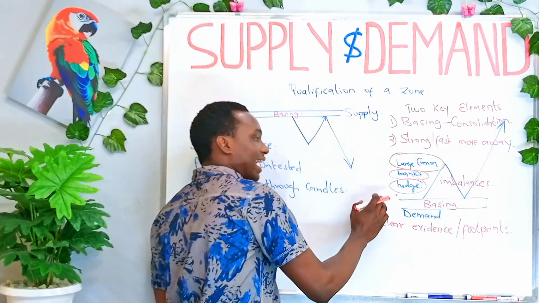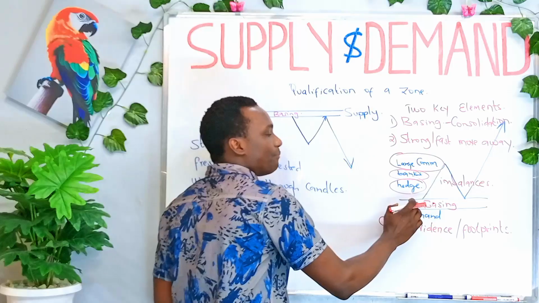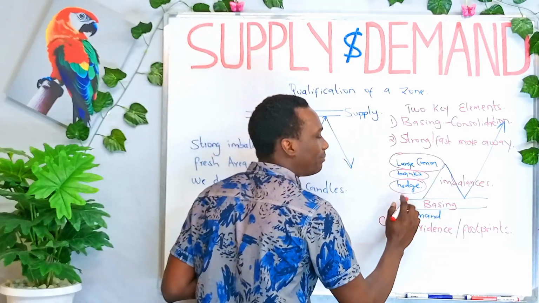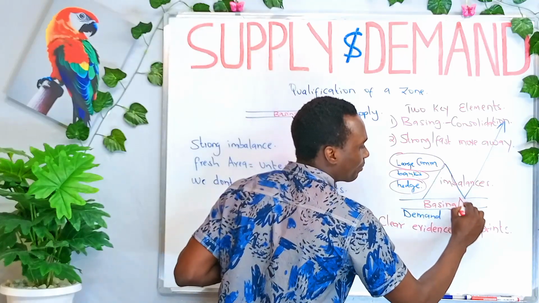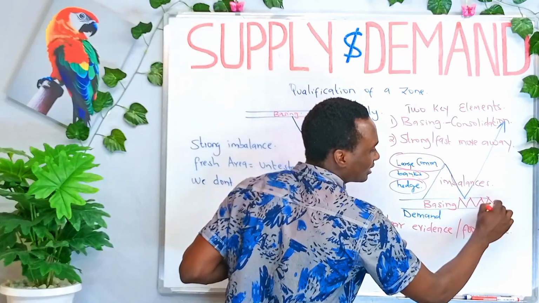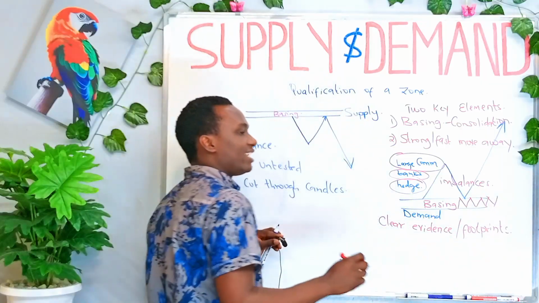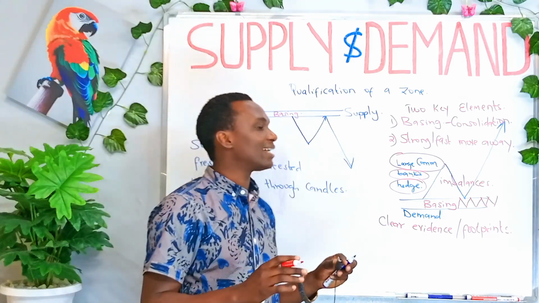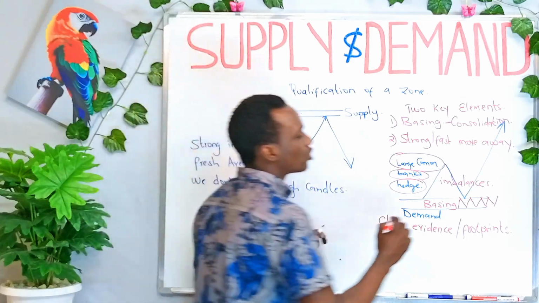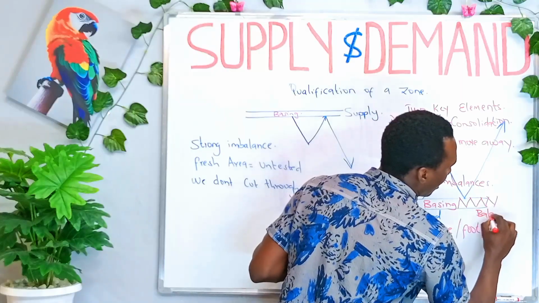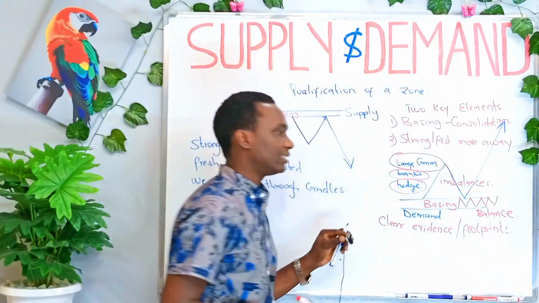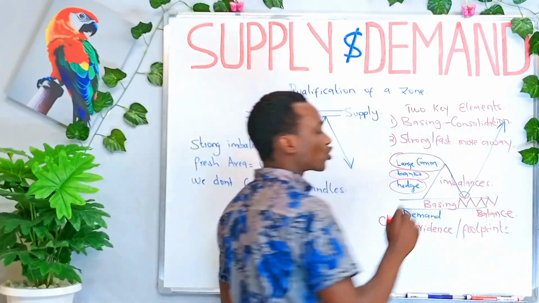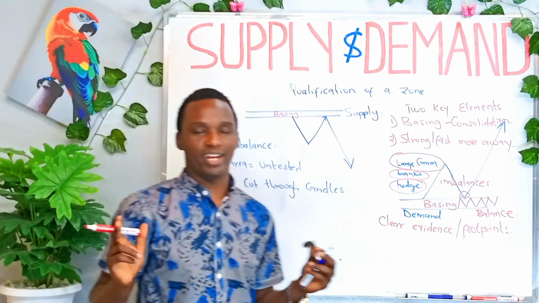Okay, so in this zone the basing formation will begin when price is in equilibrium, meaning that the price is in a range. There is a balance between buyers and sellers, leading to an equilibrium. All right. Next, after the retest of this zone, we expect this strong move away.